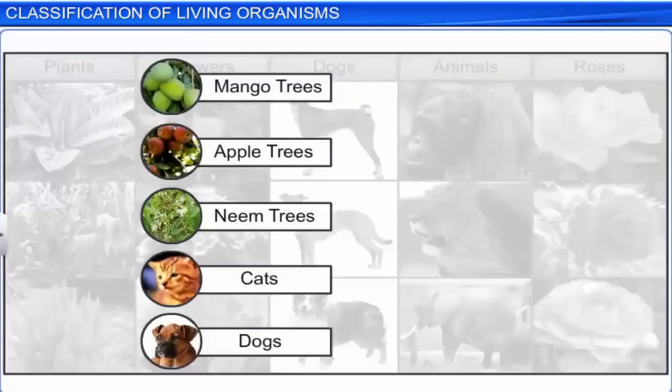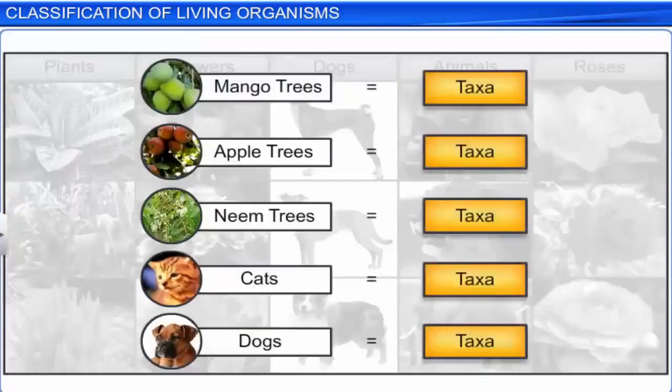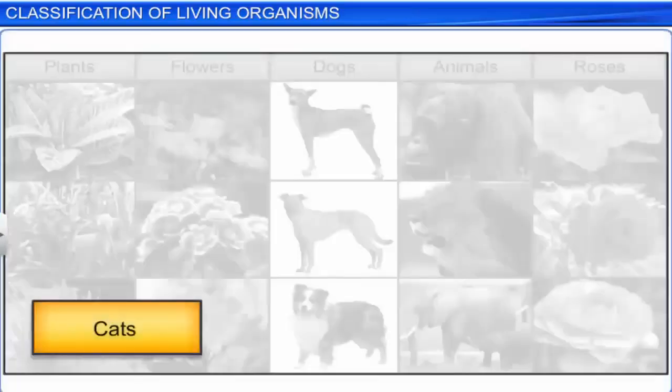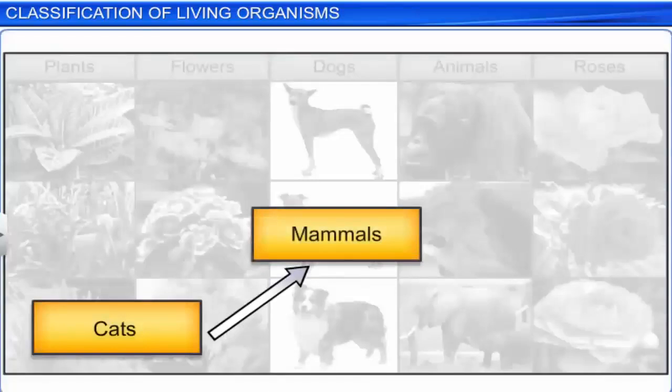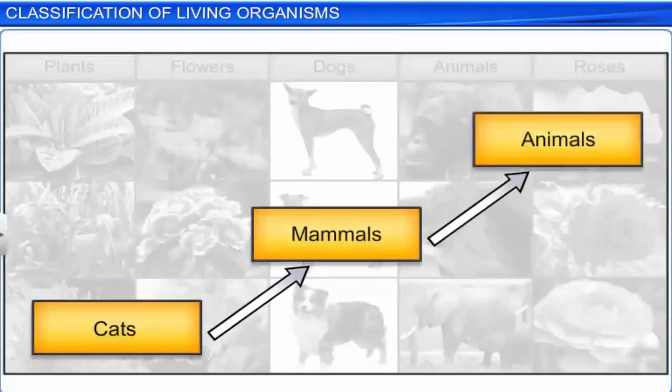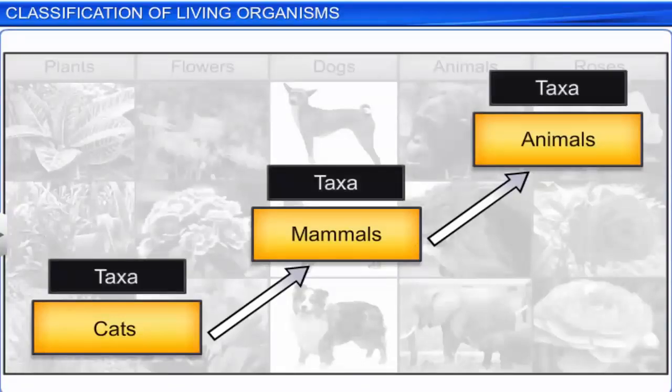The scientific term given for these categories is taxa. Here, each of the groups, namely mango trees, apple trees, neem trees, cats and dogs, are all taxa. However, cat is a mammal, and all mammals come under animals. Therefore, a cat, mammals, and animals represent taxa at different levels. This process of classifying living organisms into different taxa based on their characteristics is called taxonomy.